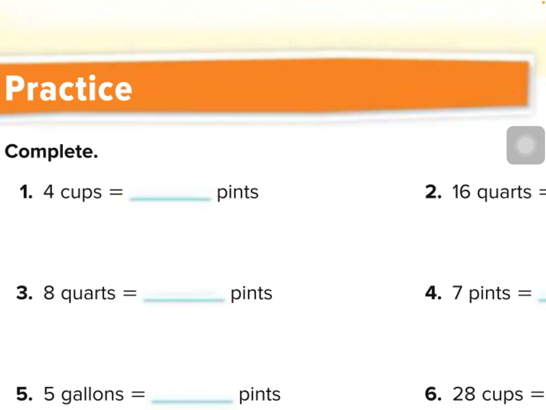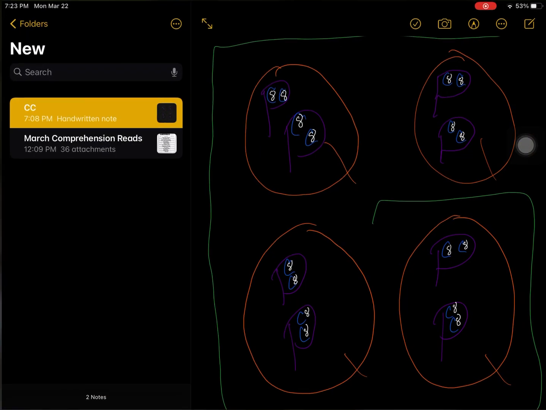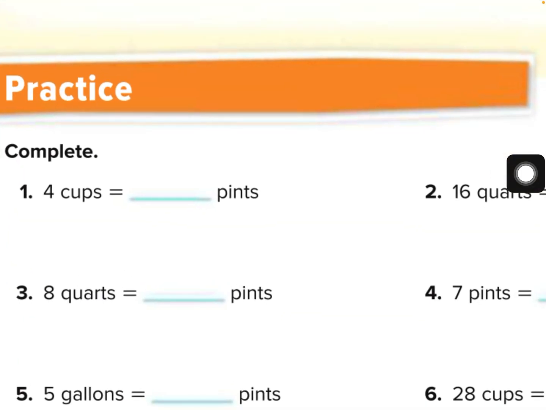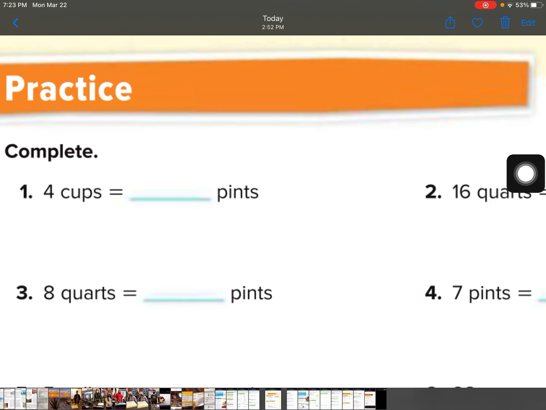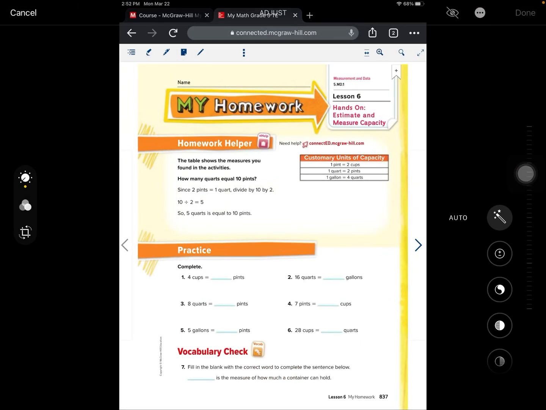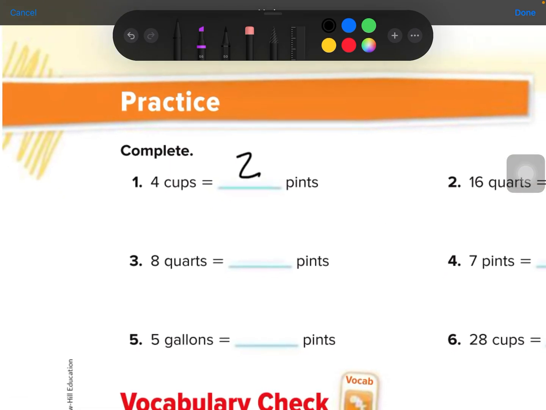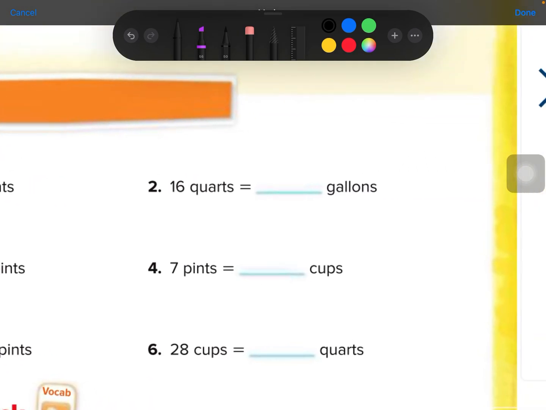Okay, let's complete. 4 cups equals how many pints? Go over to my gallon poster. 4 cups equals how many pints? Okay, there are 2 cups in each pint. Okay, so if I have 4 cups, 1, 2, 3, 4, I can see I have 2 purple pints. So 4 cups is 2 pints, and it helps if I have my marker pushed. Try that again. 2 pints.